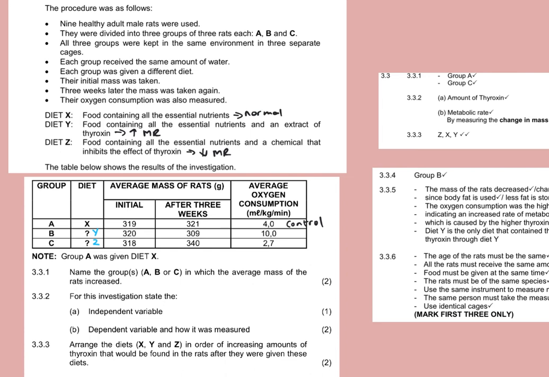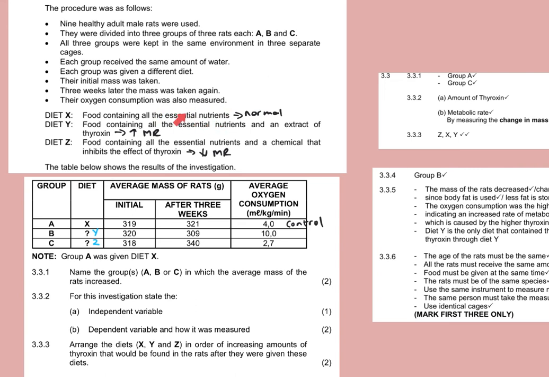Name the groups in which the average mass increased. So that was group A. Be careful here. Name the group. So it's not the diet, it's the group. So it was group A and C. You follow your memo there. From the investigation, state the independent variable. What was different? It was the amount of thyroxin that was added.